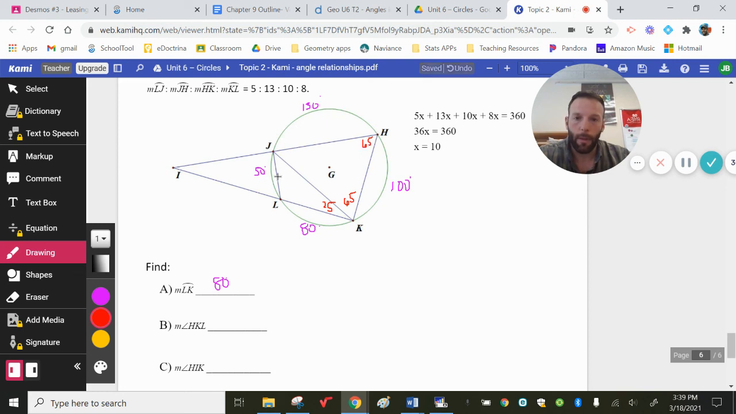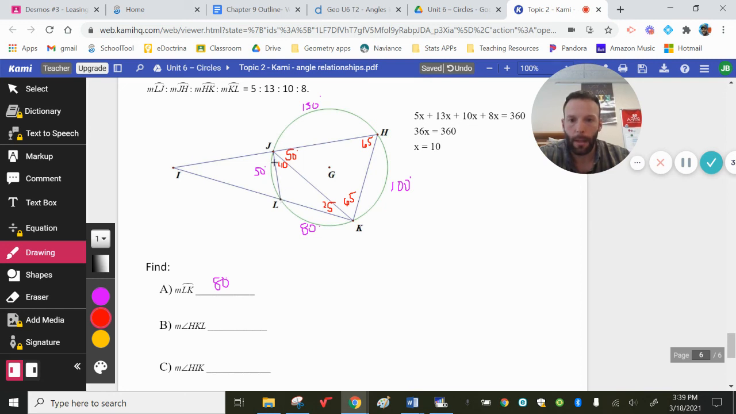Keep working your way around. I have an inscribed angle at point J, from J to H, from J to K. This 100-degree arc is opposite that. So this is a 50-degree angle here. Point J is on the circle. Point J extends to point L and also to point K. So this has to be a 40-degree angle. It's half of 80.